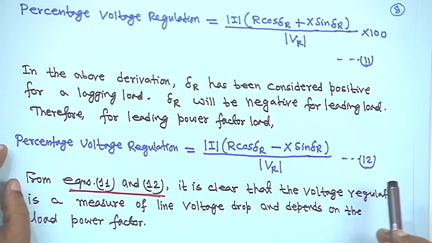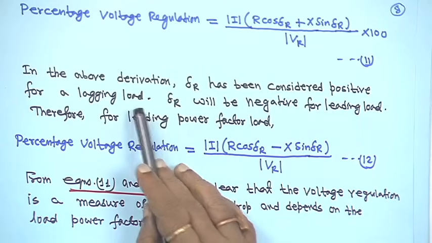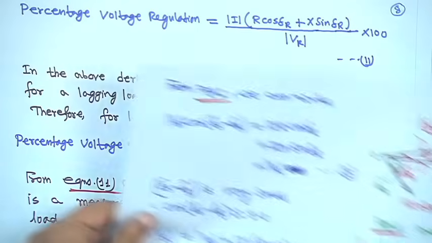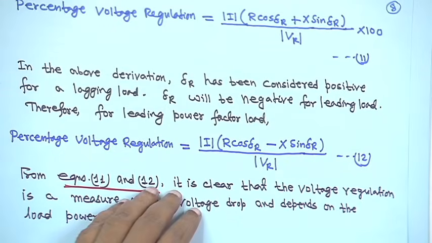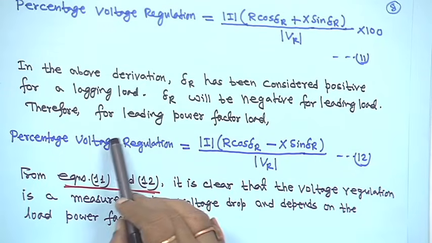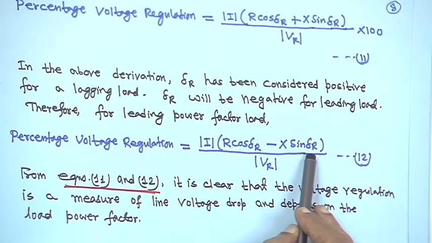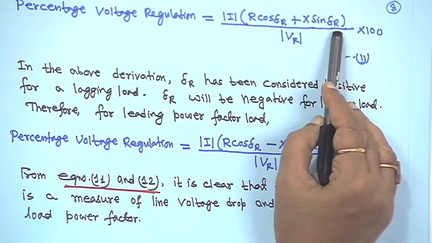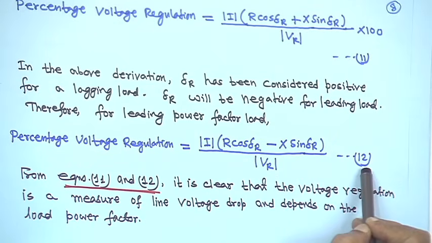This is equation 11. In the above derivation, delta R has been considered positive for a lagging load. According to our phasor diagram, for lagging load delta R is positive, and delta R will be negative for a leading load. Therefore, for leading power factor load, it is magnitude I into R cos delta R minus X sin delta R, because if delta R is negative, cos delta R remains and sin gives minus sin delta R, upon magnitude VR. This is equation 12.